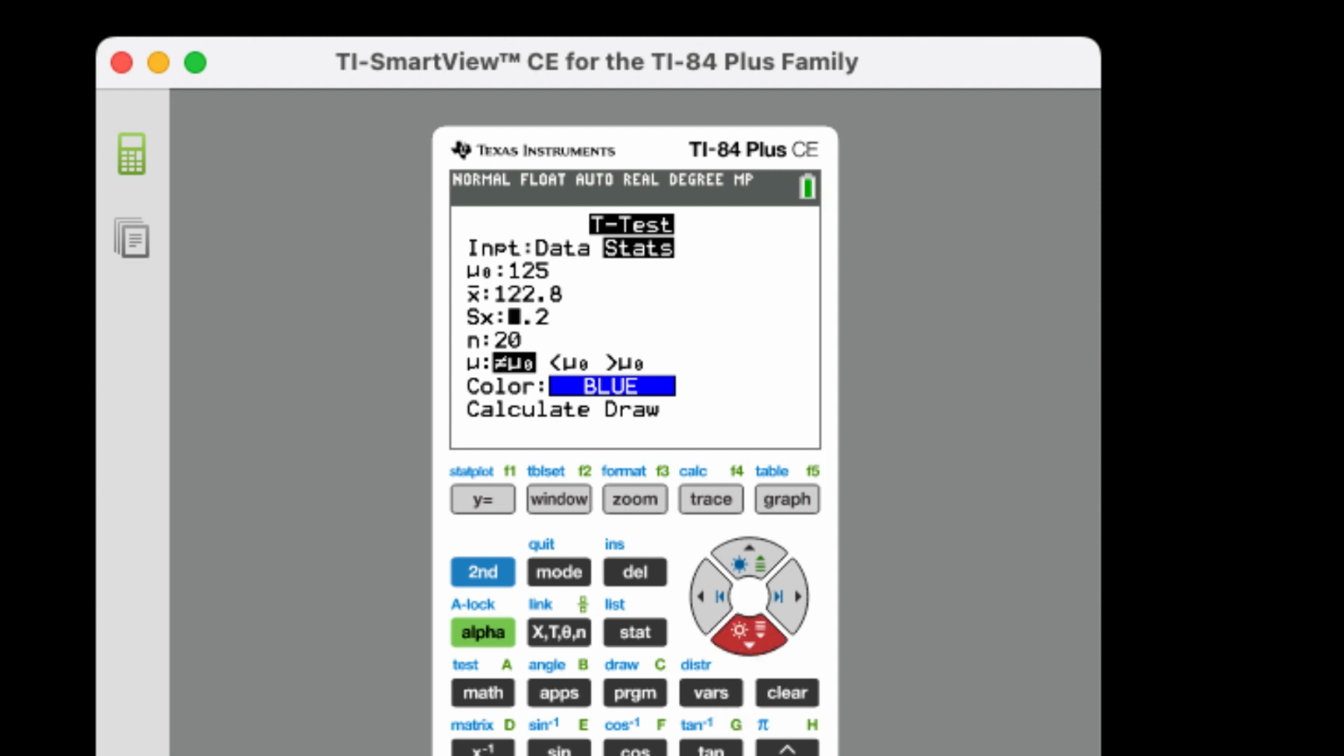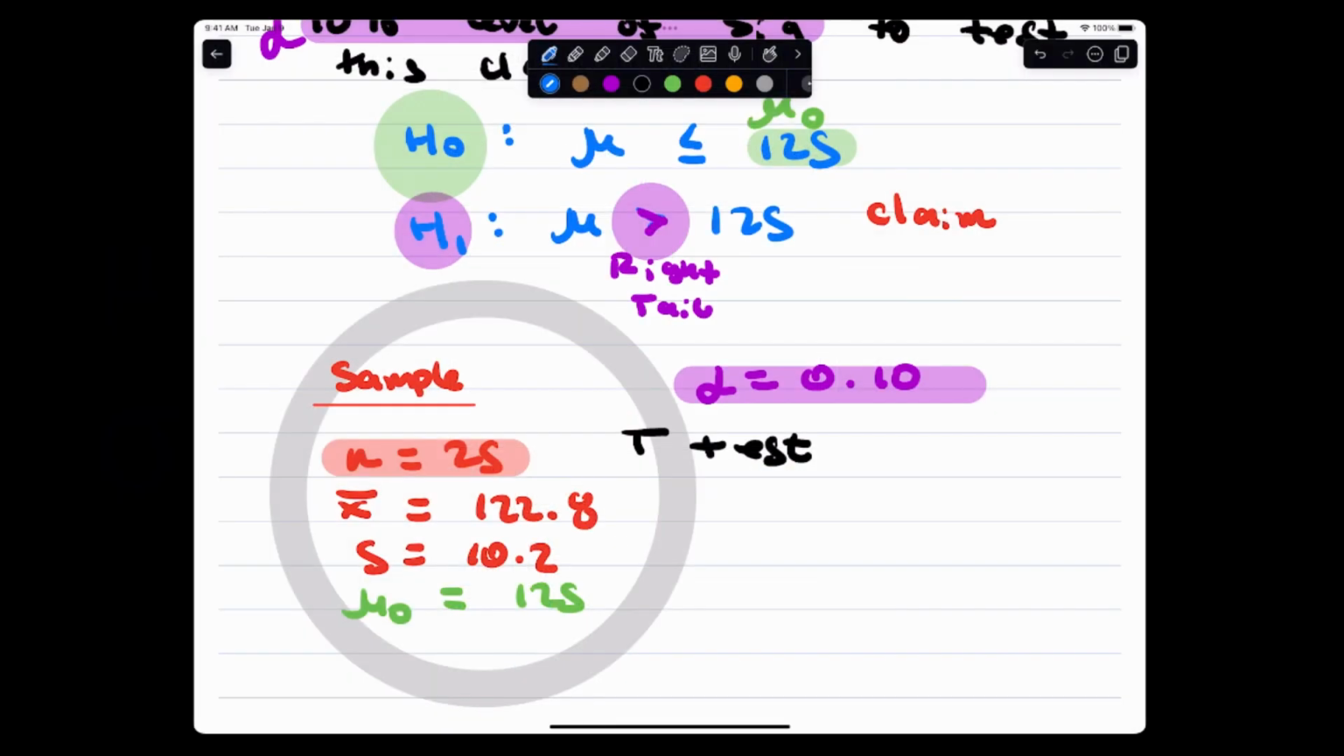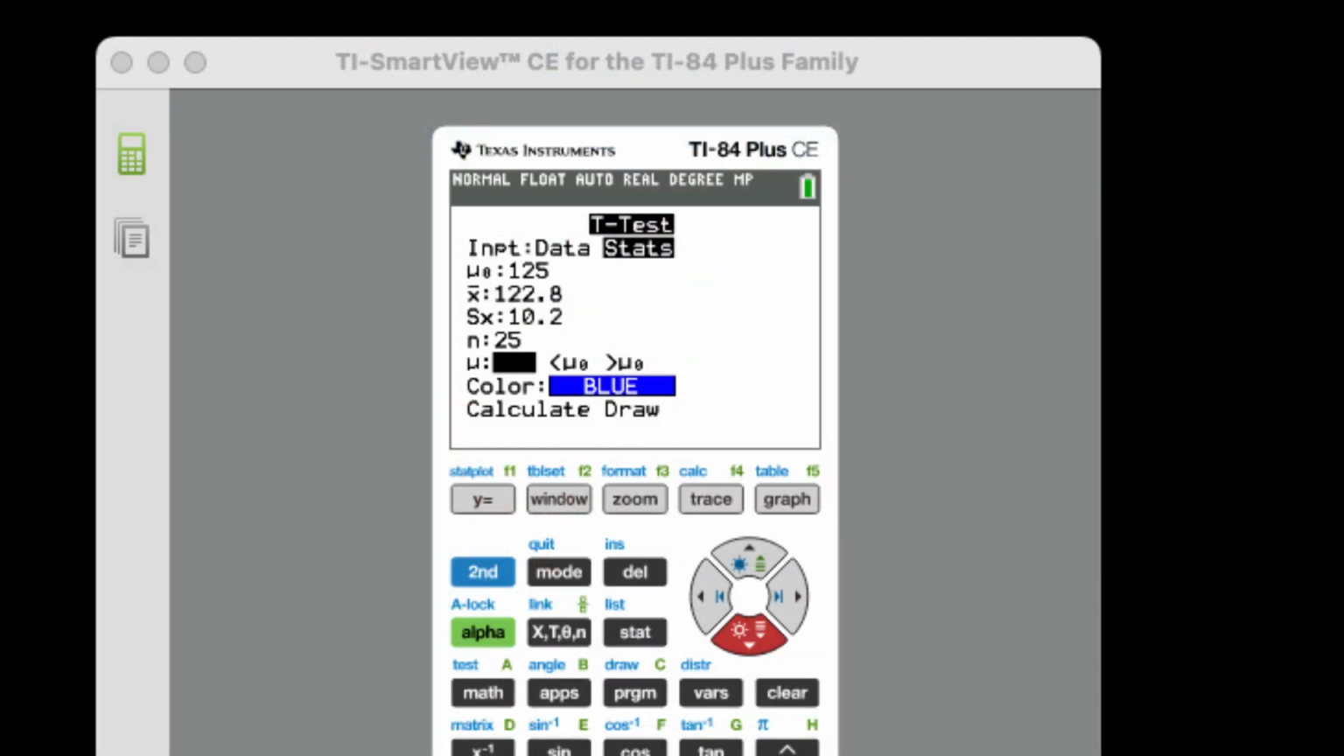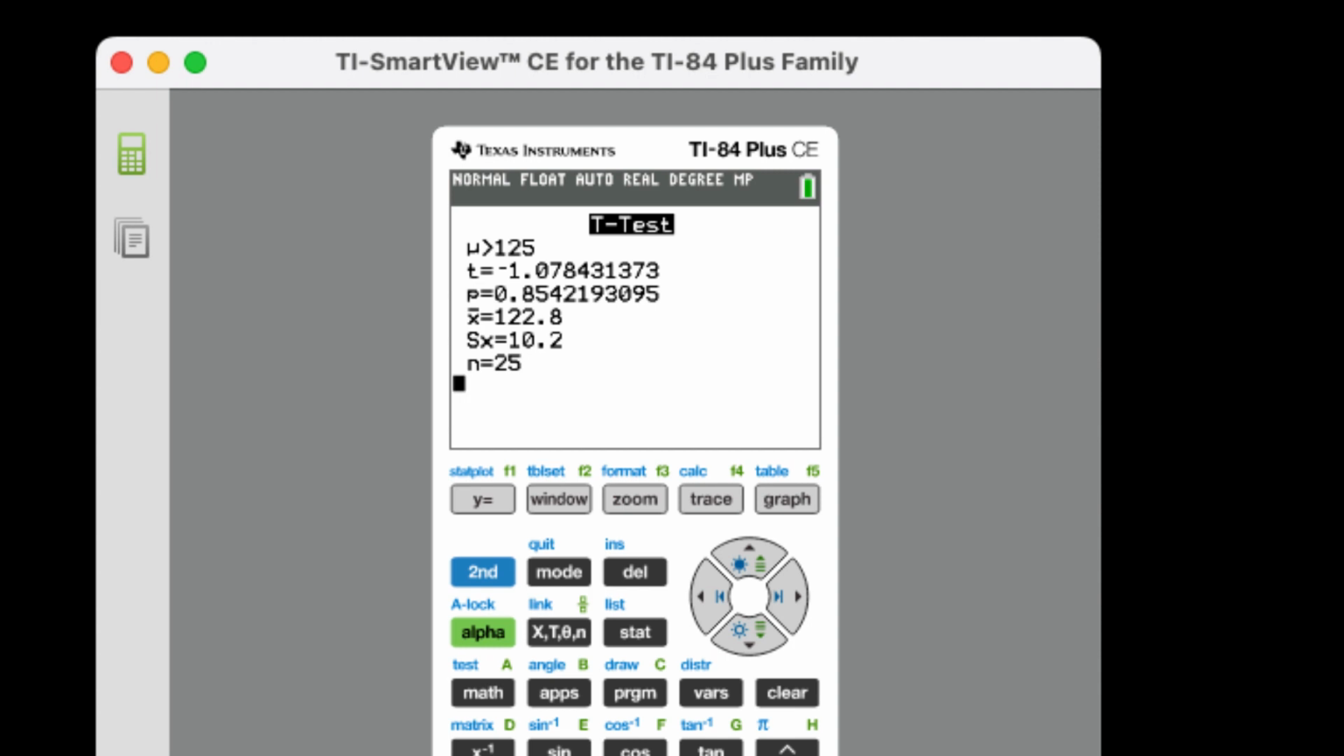What's the sample standard deviation? 10.2. What's the sample size? It's 25. Isn't that small? What kind of test is this again? Anybody want to tell me? This is a right tail test. Okay, it's a right tail. So make sure you have your inequality pointing to the right. And then hit calculate. Ladies and gentlemen, what's that p-value?